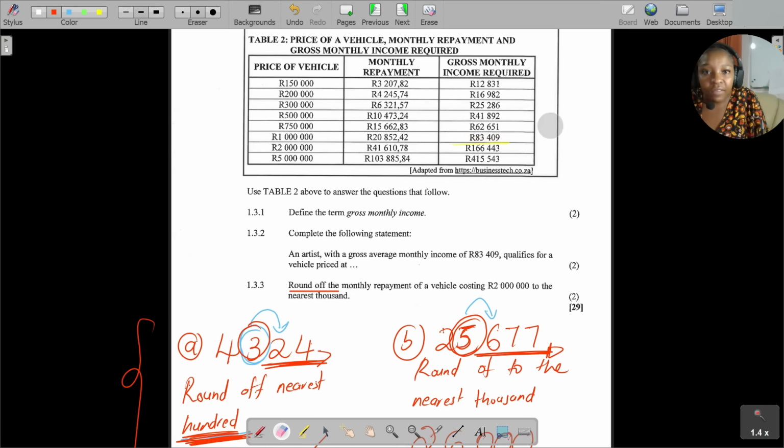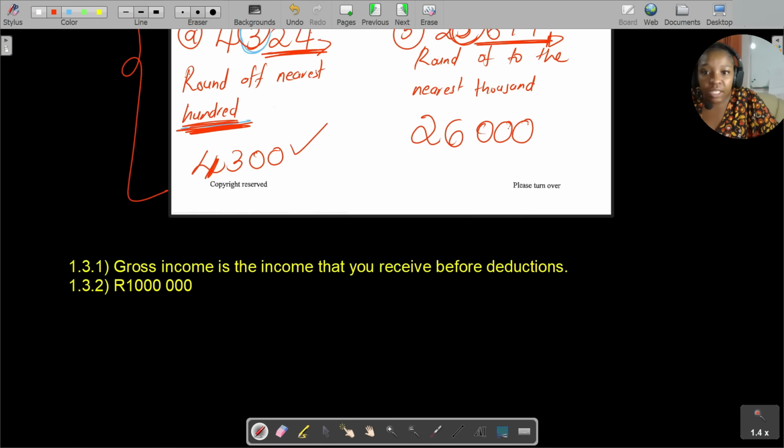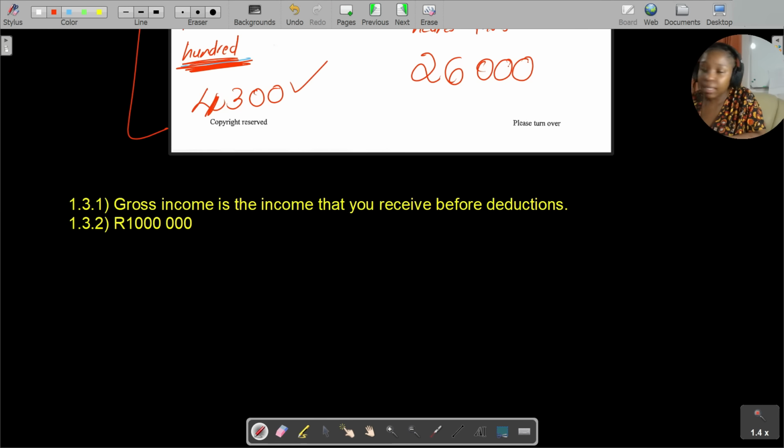So we can see that a vehicle that costs 2 million, that is where we are. We want to basically round off this monthly repayment value. Okay, so I'm going to write it down the way that it is. This is question 1.3.3. That value as it is for the vehicle that is priced at 2 million is 41,610.